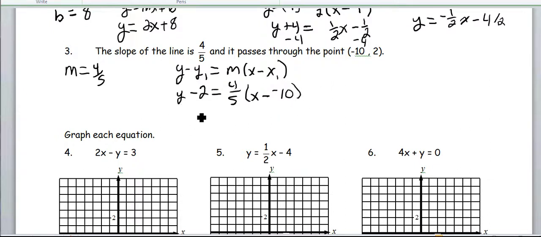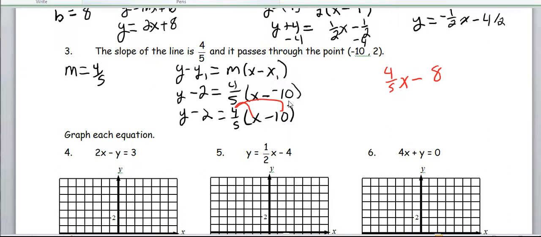So I can rewrite this as y minus 2 equals 4/5 times x plus 10. And if I distribute the 4/5 times x and the 4/5 times 10, I end up over here with 4/5 x minus 8.